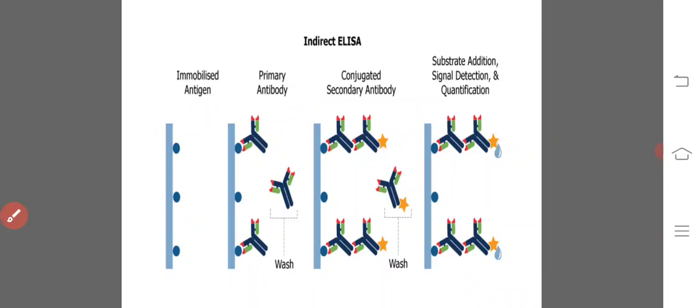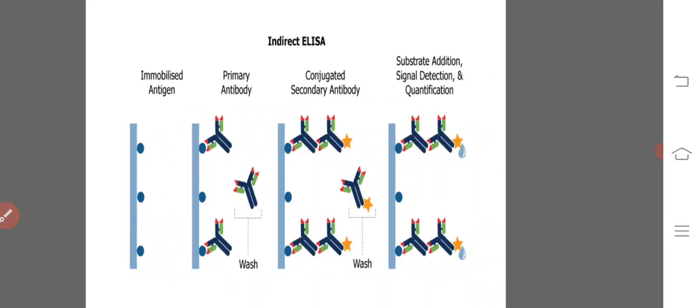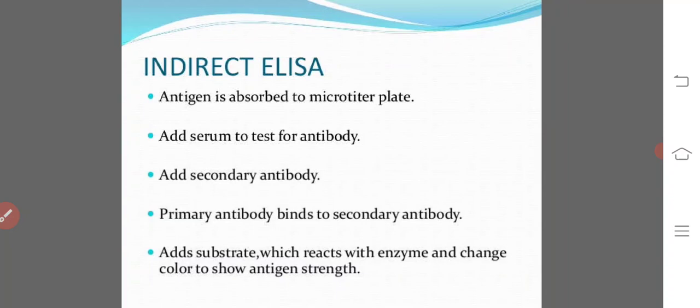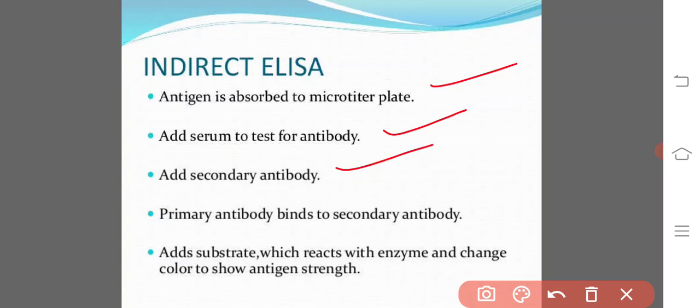And then coming to the third one. The indirect ELISA steps are: antigen is absorbed onto the microtiter plate, add serum to test for antibody, add secondary antibody, primary antibody binds to secondary antibody, add substrate which reacts with enzymes and changes color and shows the antigen strength, which will be read by the spectrometer.